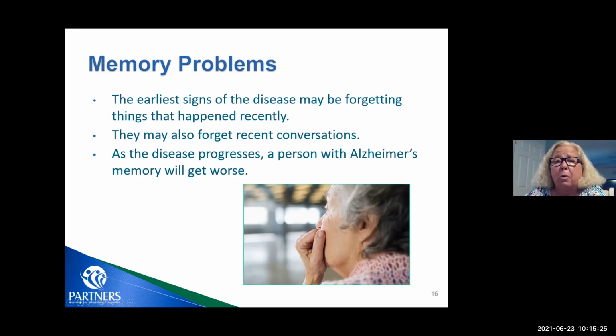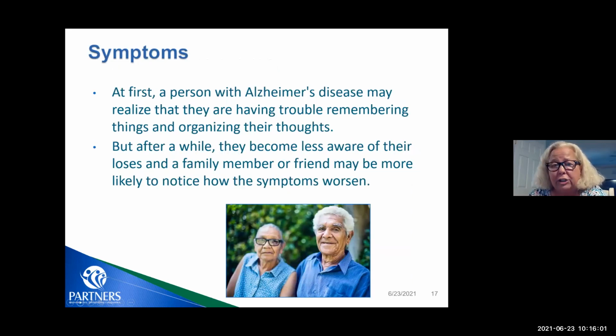It's pretty across the board that with most people who have early signs of Alzheimer's disease, the first sign is very frequently forgetting things that happened recently. And that happens because of where Alzheimer's starts in the brain. You may also see that they've noticed that they forget recent conversations. Now, as the disease progresses, of course, the person with Alzheimer's memory is going to get worse. But remember that early symptom, forgetting things that happened recently and forgetting recent conversations.